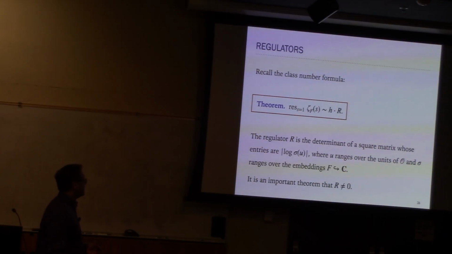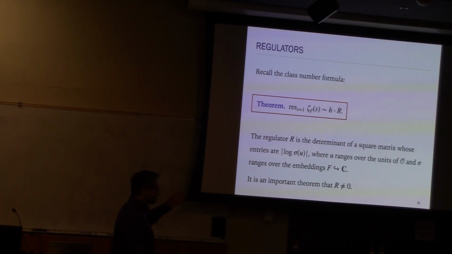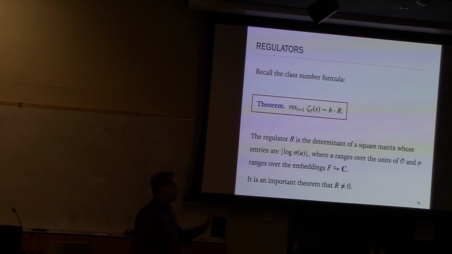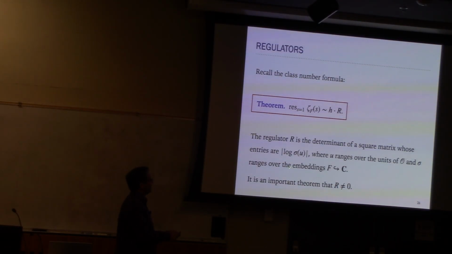So what is the regulator? It's basically you take a basis of the unit group of O, and you take all possible embeddings of your field into the complex numbers, and you only count a complex conjugate pair once. Then it turns out there's one more embedding than there are units, so you cross out one column, and you take the matrix that remains, which is a square matrix, and you take its determinant. The elements of the matrix are the absolute values of the logarithms of the conjugates of the units, the exact same things that were showing up in Stark's conjecture.